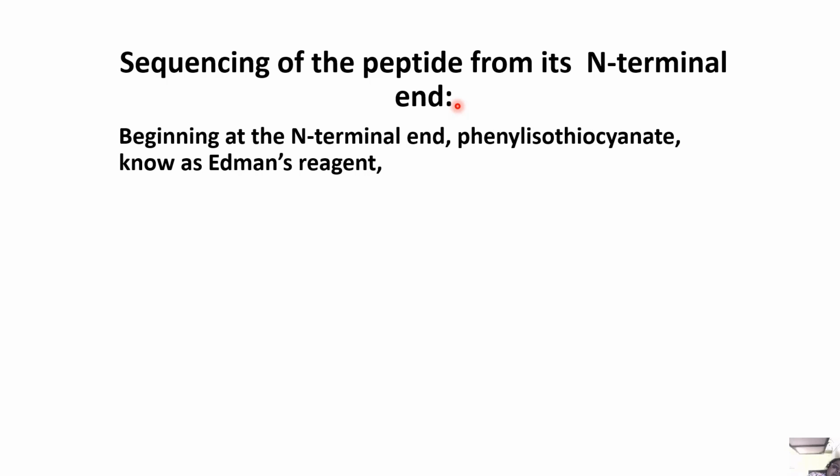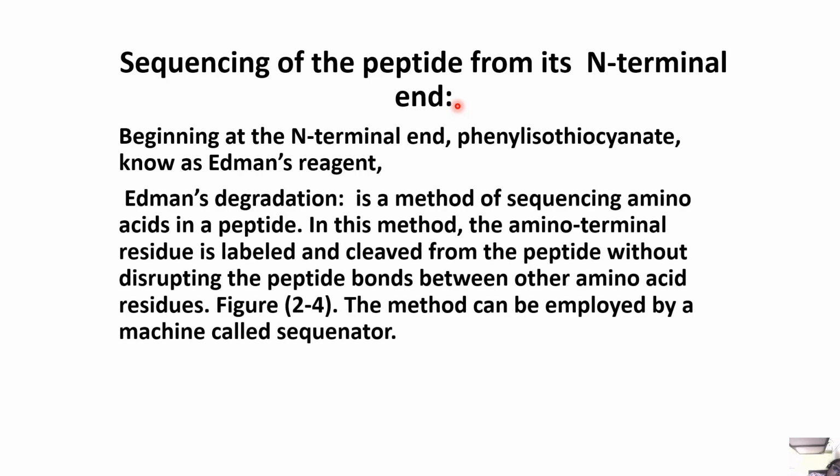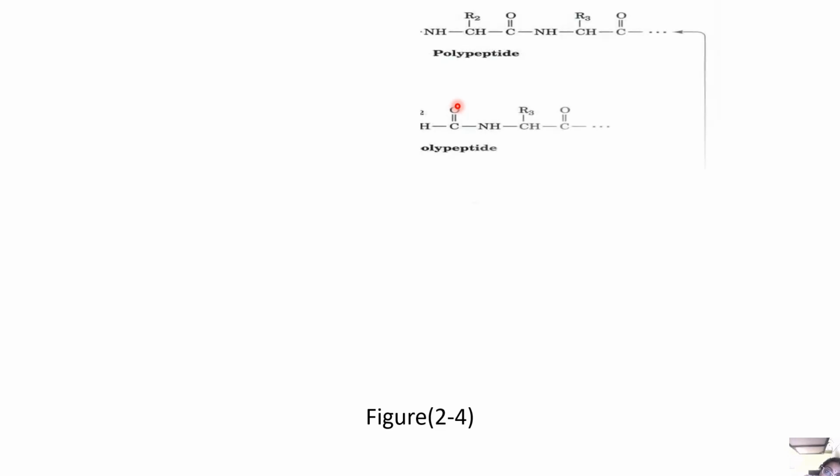Now, how does sequencing of the peptide form from its N-terminal end? Beginning at the N-terminal end, phenyl isothiocyanate, known as the Edman reagent, is used, so Edman degradation happens. It's a method of sequencing amino acids in a peptide. In this method, the amino terminal residue is labeled and cleaved from the peptide without disrupting the peptide bonds between other amino acid residues. The method can be employed by a machine called a sequenator.